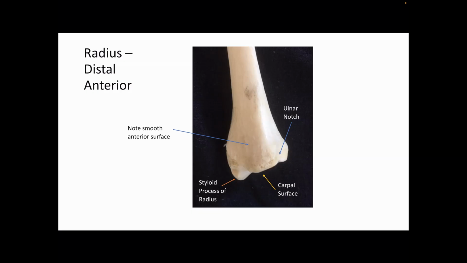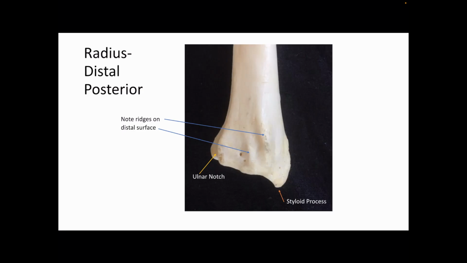On the distal anterior side of the radius, we can see three main features. The ulnar notch, where it articulates with the ulna, the styloid process of the radius, which points down toward the thumb, and the carpal surface, which is smooth for articulation with the wrist bones. Notice how this side looks polished. That's the articular surface.